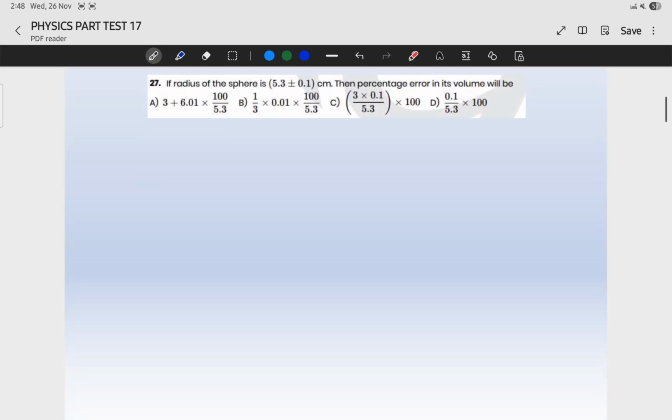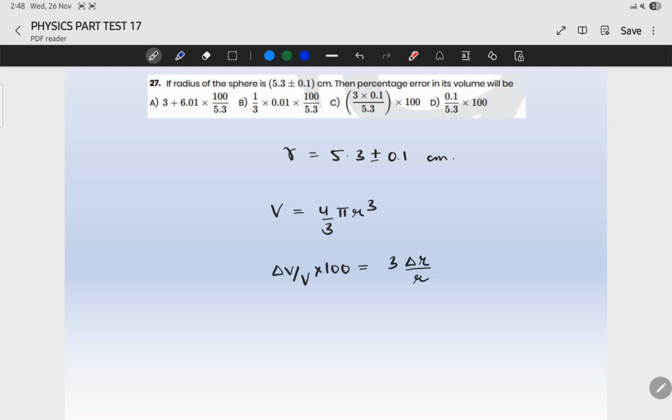Next question, the radius of the sphere is 5.3 plus minus 0.1 centimeter. The percentage error in the volume will be, so the volume is given by 4 by 3 pi r cube. So delta V by V, which is the relative change in volume, into 100, which is the percentage change in volume, will be 3 delta R by R into 100, which is 3 into 0.1 by 5.3 into 100.